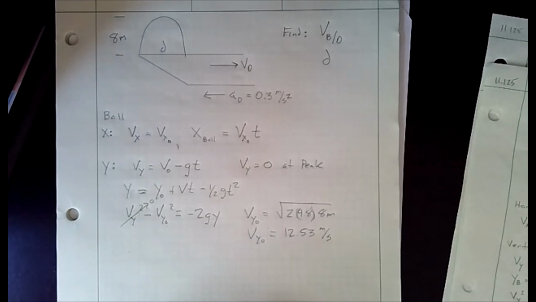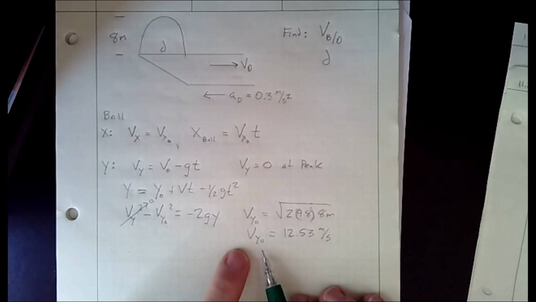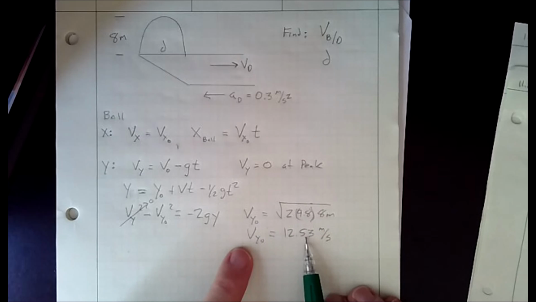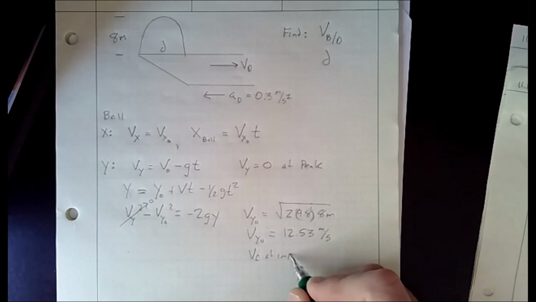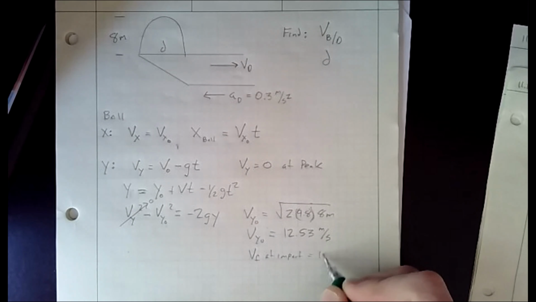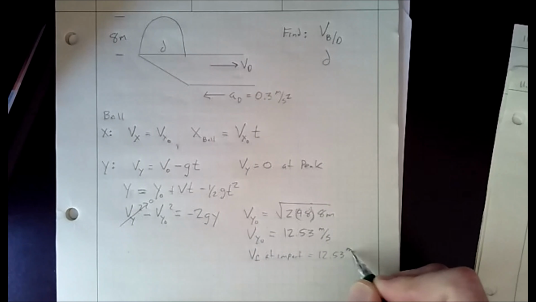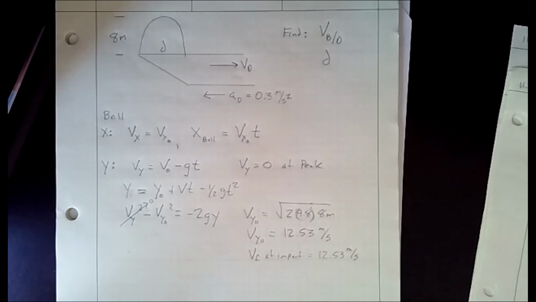Now, one thing to consider is that if the ball starts with an initial velocity in the y of 12.53, then its final velocity in the y is also going to be 12.53. So V final at impact, or when it's caught, equals 12.53 also. So this will come in later. All right, now let's think about how long that ball is going to be in the air.